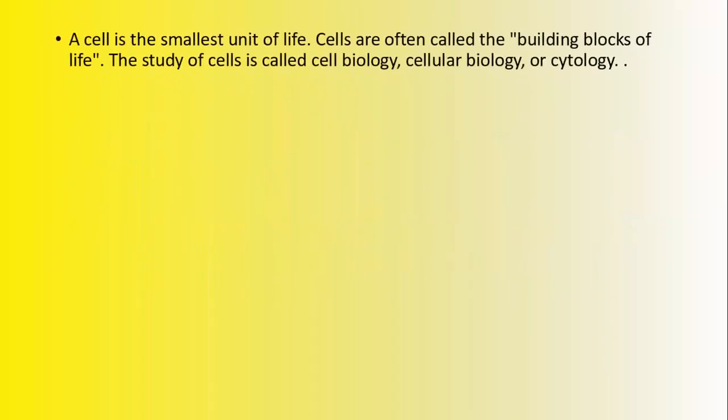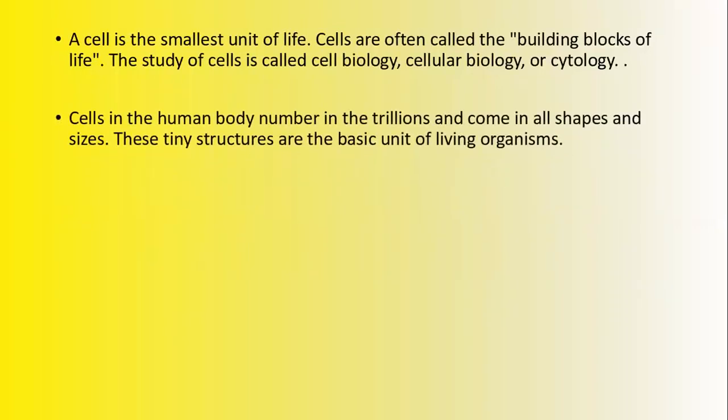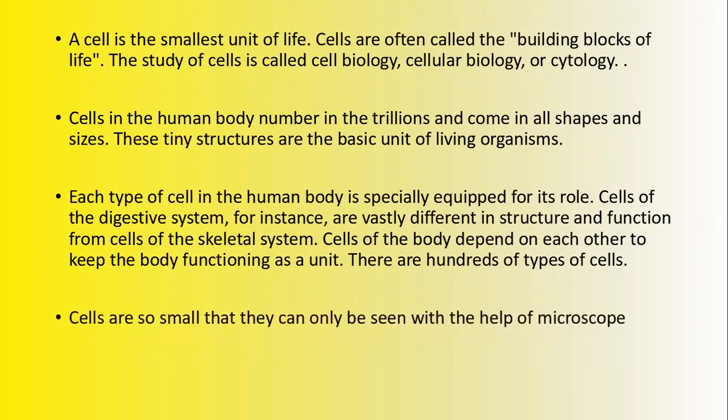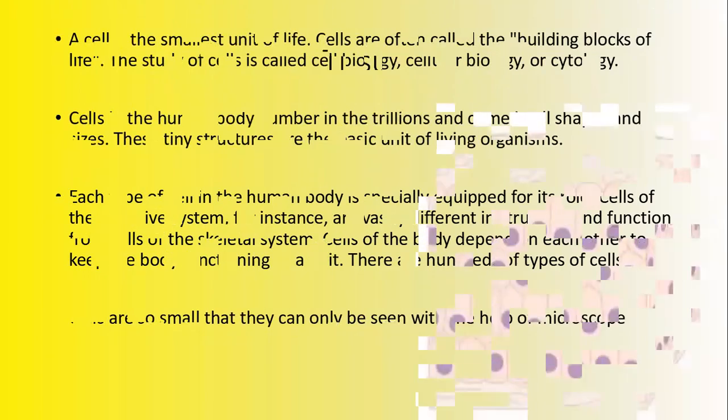Cells: the cell is the smallest unit of life, the building block of life. The study of cells is called cell biology. They are present in trillions in the human body, in different shapes and sizes. Different cells have different types of functioning. When cells combine, they give you tissue. Cells are so small that they can only be seen with the help of a microscope.